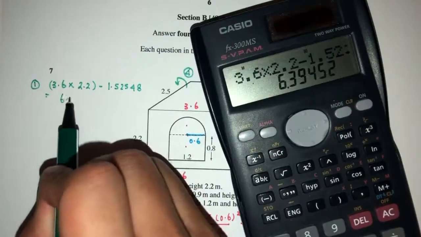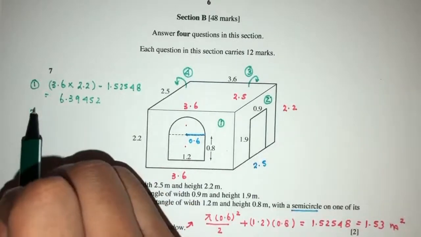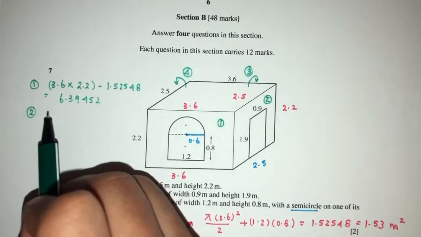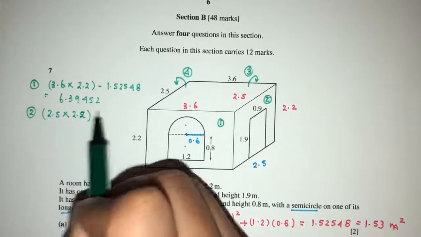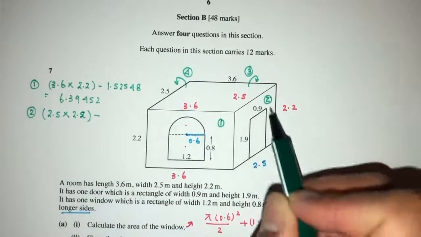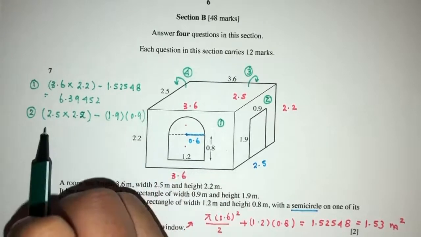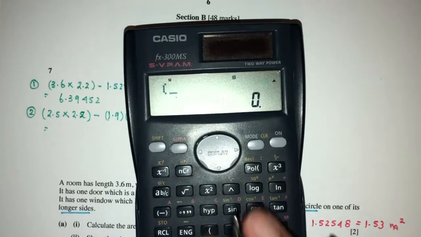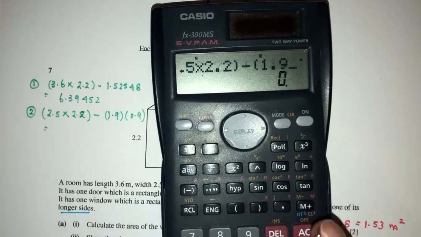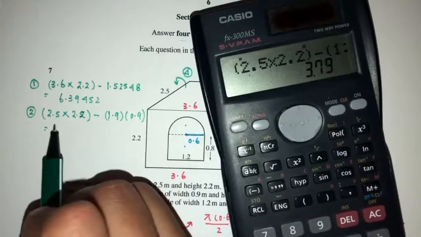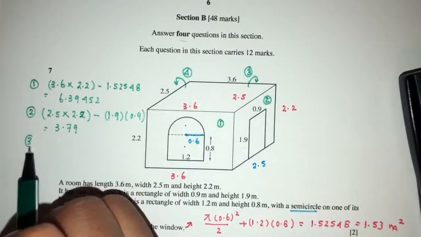That will be 6.39452. Now number 2 is this one. That will be the whole thing again, which is 2.5 times 2.2, sorry, this is minus the area of this door. That will be 1.9 times 0.9. So 2.5 times 2.2 minus 1.9 times 0.9. That will be 3.79.